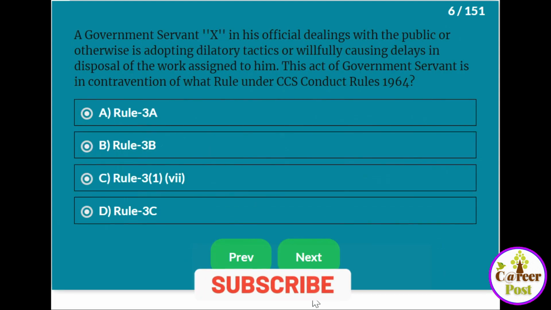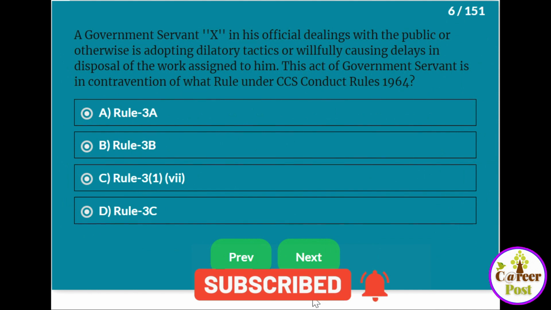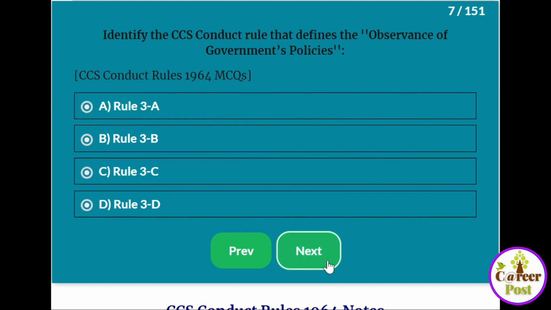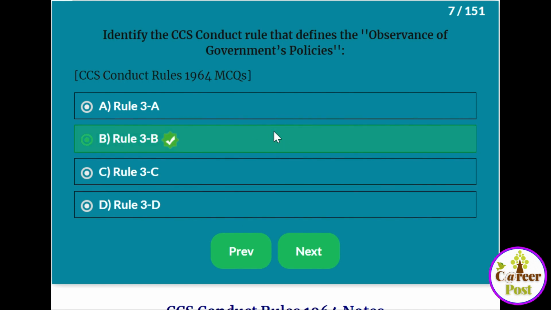as a violation. A government servant who, in his official dealings with the public or otherwise, is adopting dilatory tactics or willfully causing delays in disposal of work assigned to him. This act of the government servant is in contravention of what rule under CCS Conduct Rules 1964? Dilatory tactics is spelled out in Rule 3A. Identify the CCS Conduct Rule that defines observance of government policies. It is Rule 3B. Rule 3B defines the observance of government policies.